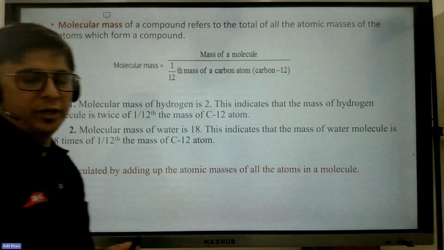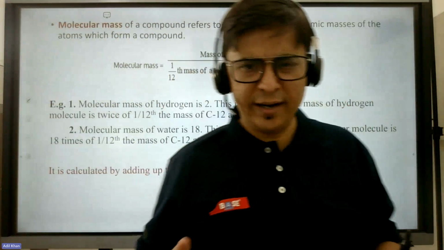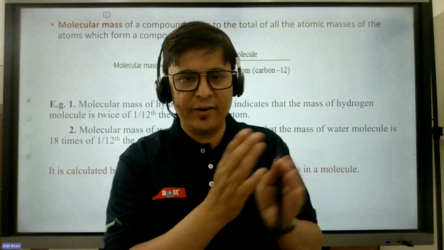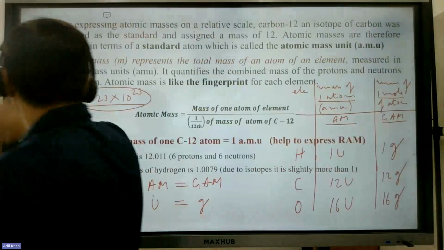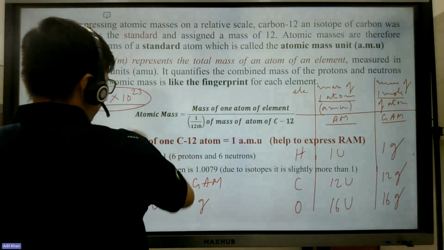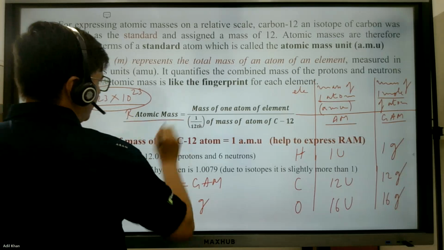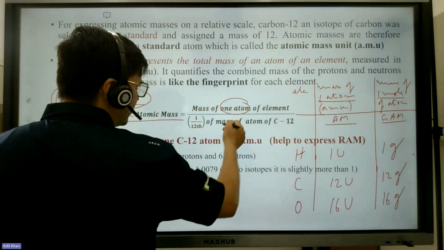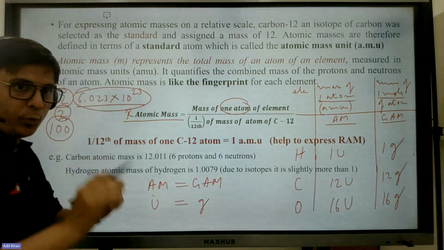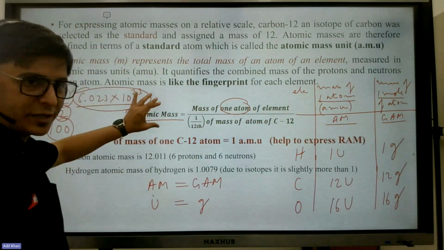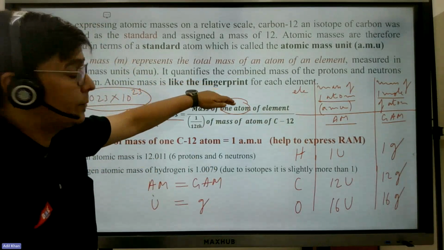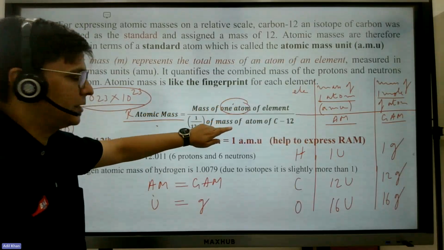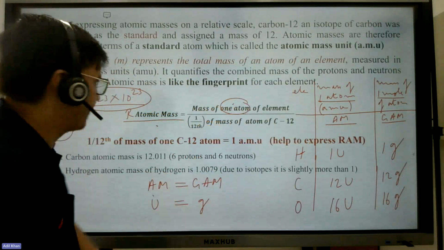Let's move to the molecular mass. Just the way you calculated atomic mass, the formula was relative atomic mass. I'll show you again. Relative atomic mass, this was RAM. Relative atomic mass is the mass of one atom of an element by 1/12 of the mass of carbon-12. Molecular mass means what? Here molecular mass will come. In place of atom, one molecule will come and the denominator part remains the same.